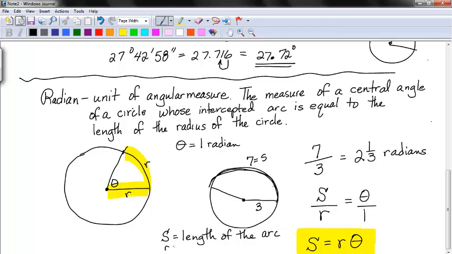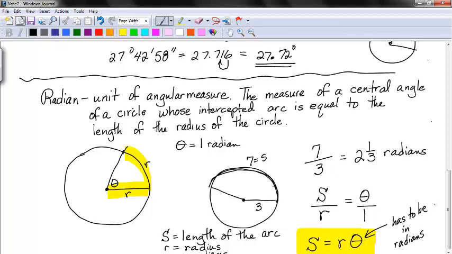The R is the radius, and you'd want to have those in the same units, either all in miles or all in feet or all in inches. The kicker on this formula is theta has to be in radians. Theta has to be in radians. So do a little note on this, it has to be in radians for this formula to work.